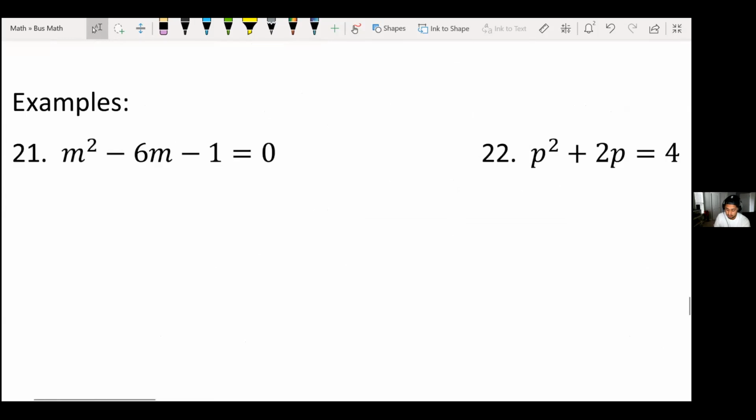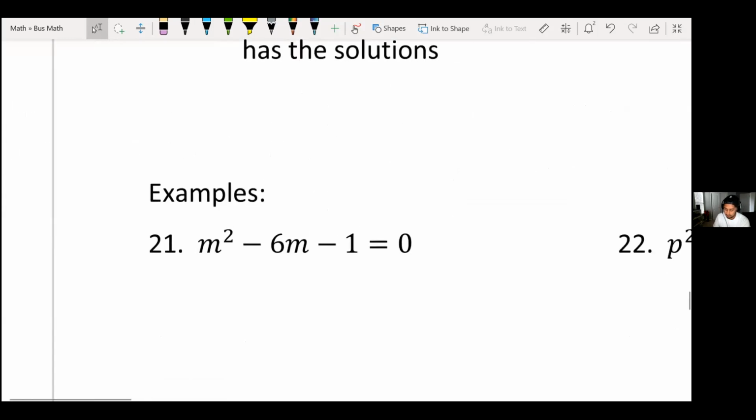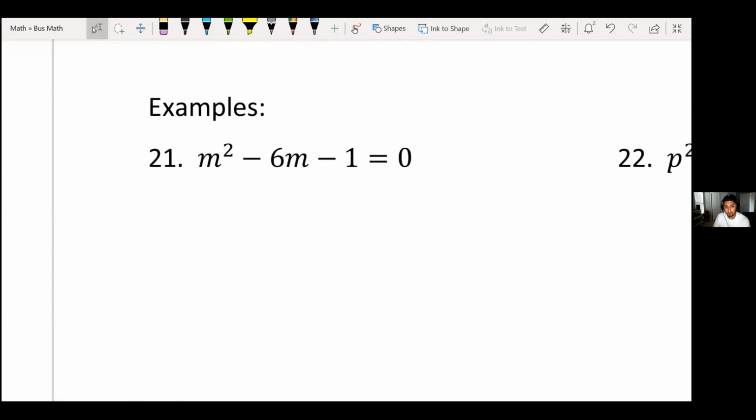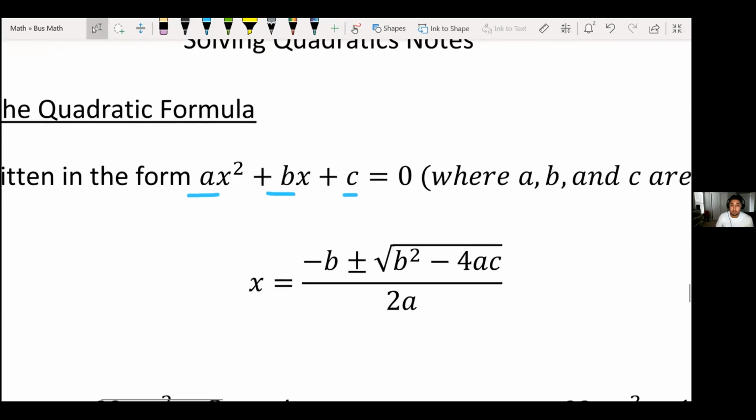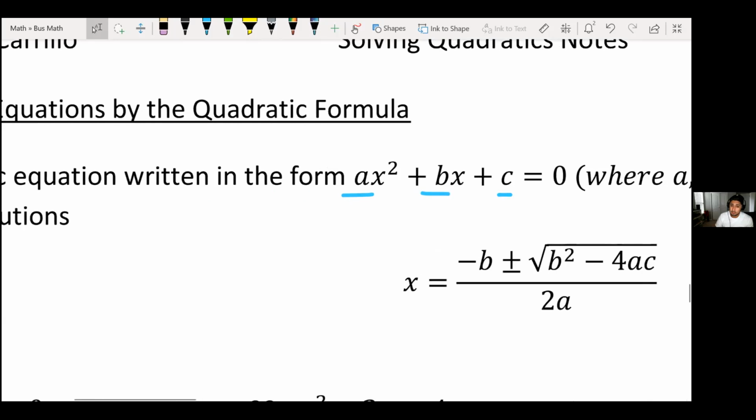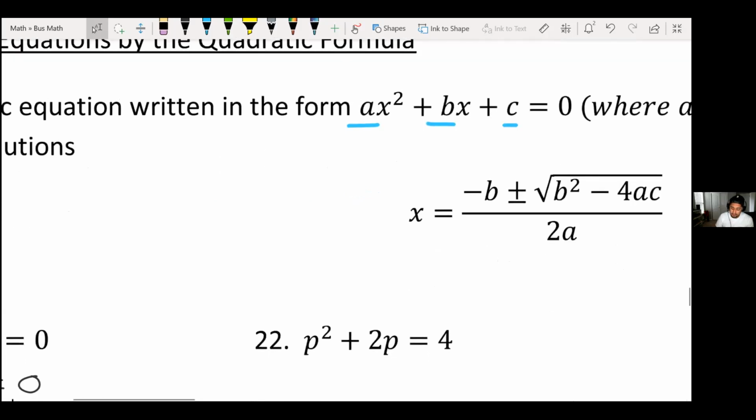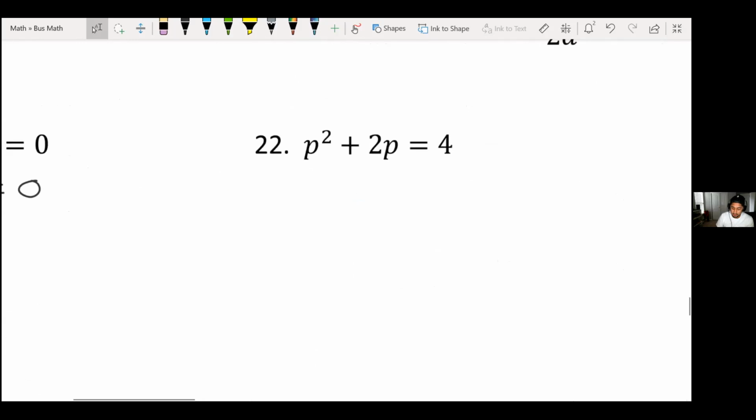Okay, so over here, number 21. Okay, so I hate using different variables, but it's fine. Let's just change this one up to make it look like the above. I'm just going to rewrite this as x squared minus 6x minus 1 equal to 0. Okay, because the perfect form we are looking for is this one, ax squared plus bx plus c equal to 0. So if you hate using all the other variables, just change everything to x. But this is the form we are looking for.